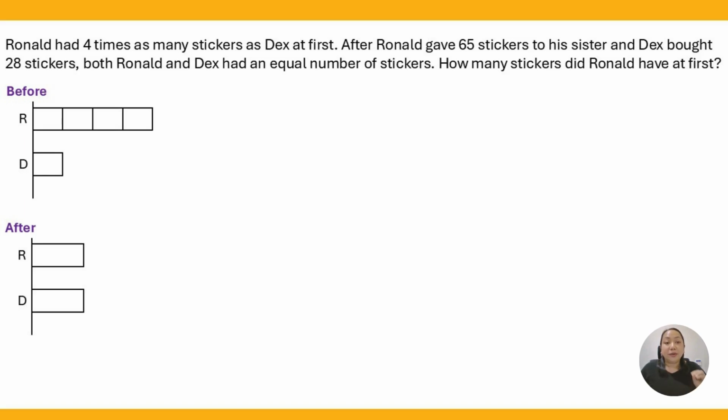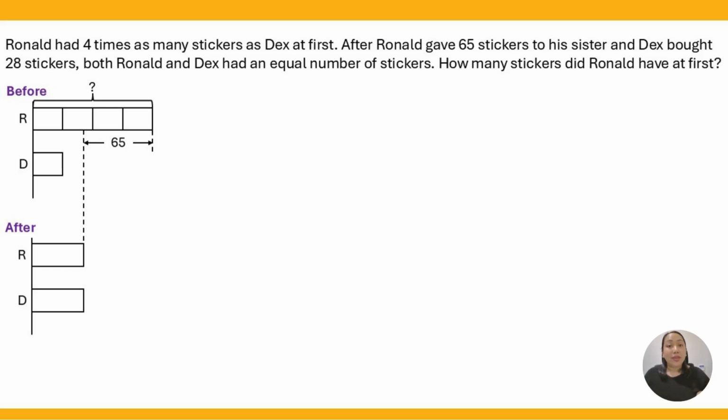We will mark the model that we have drawn earlier as before. Now let's draw the after model. It says there that Ronald and Dex both had an equal number of stickers, so I will draw two bars that are of equal size to represent this. The question for this word problem is how many stickers did Ronald have at first? Let's mark the bar of Ronald in the before model with a question mark.